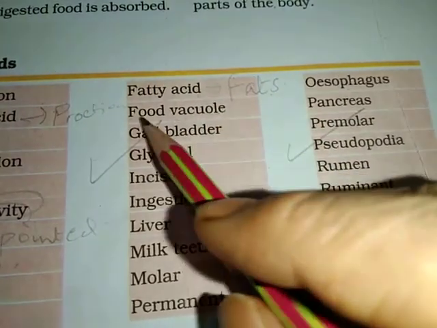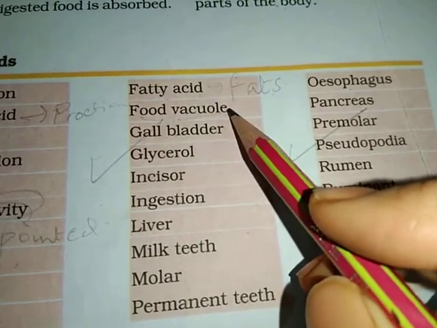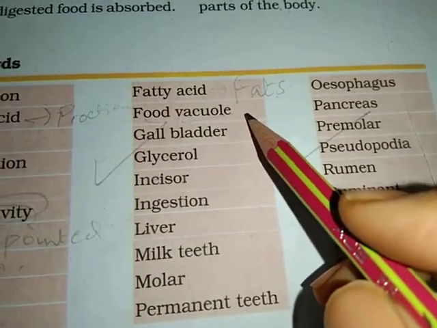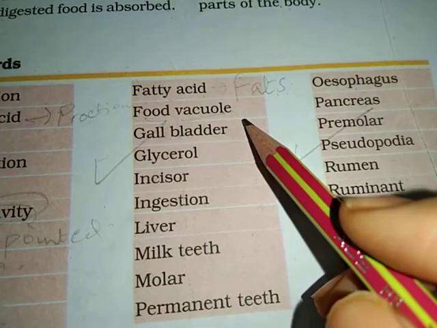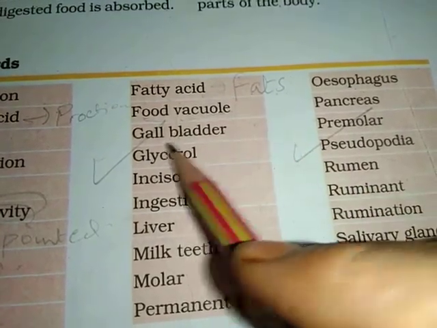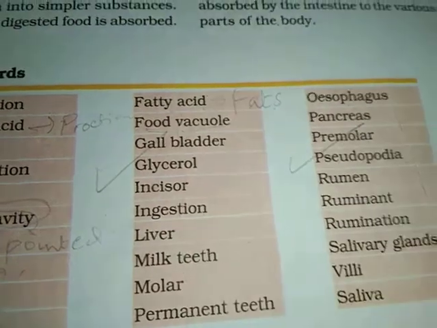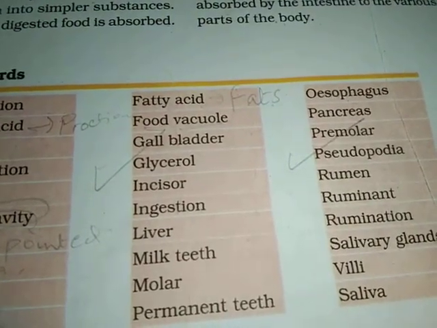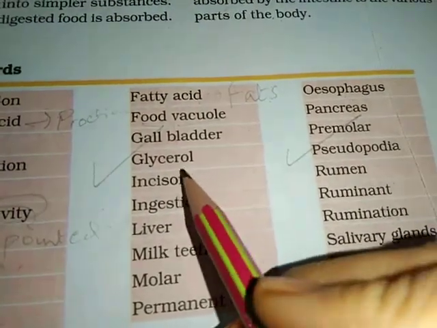Then food vacuole. Food vacuole is what? The bubble like structure which is being created to digest food in unicellular organisms like amoeba, that is called food vacuole. Then gallbladder is attached to the liver wherein the bile juice is stored.